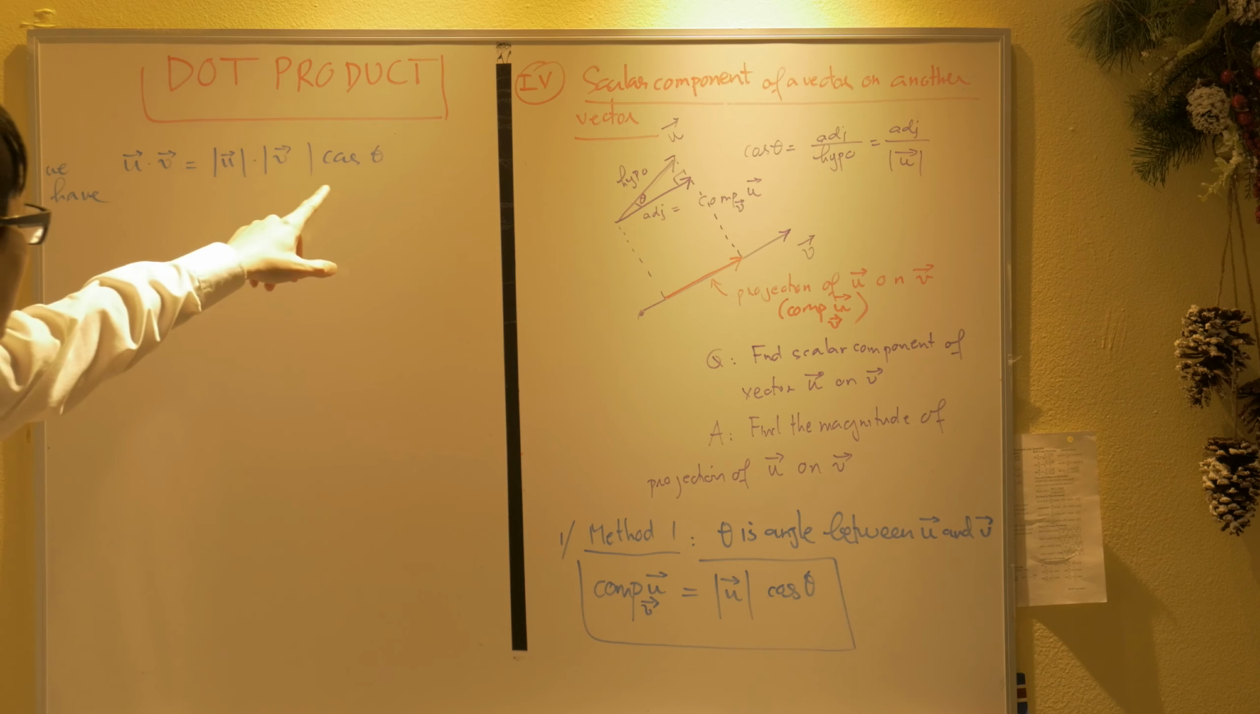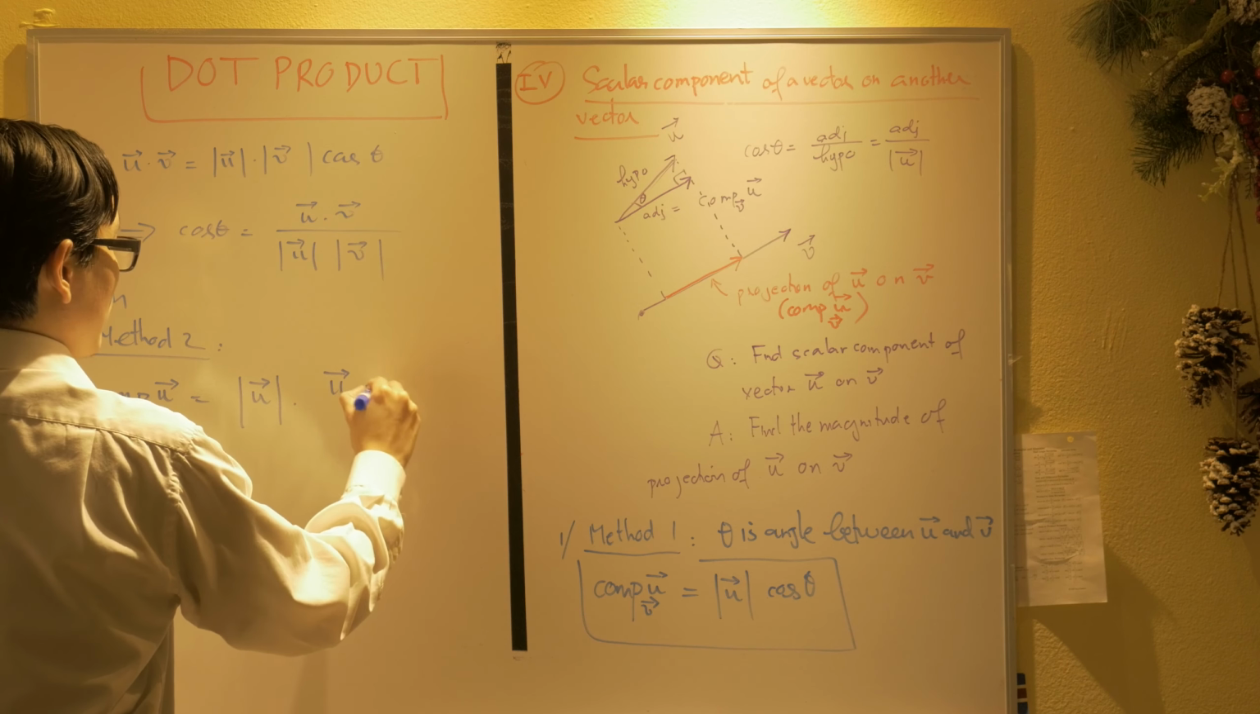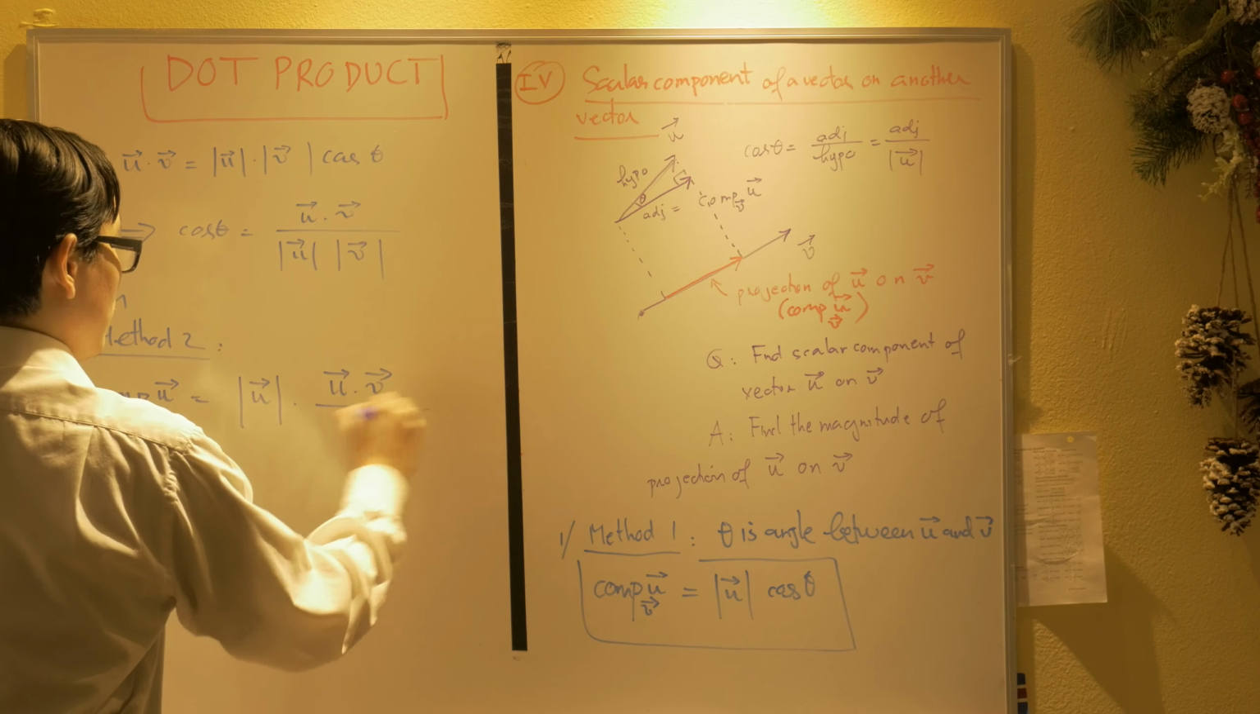I can obtain the second method, method 2, to get the comp, the scalar component of u on v. It becomes the magnitude of u times cosine, and cosine is u times v over the magnitude of u times the magnitude of v. See? If I replace this with that, then I plug it over here, and I cancel the magnitude of u.